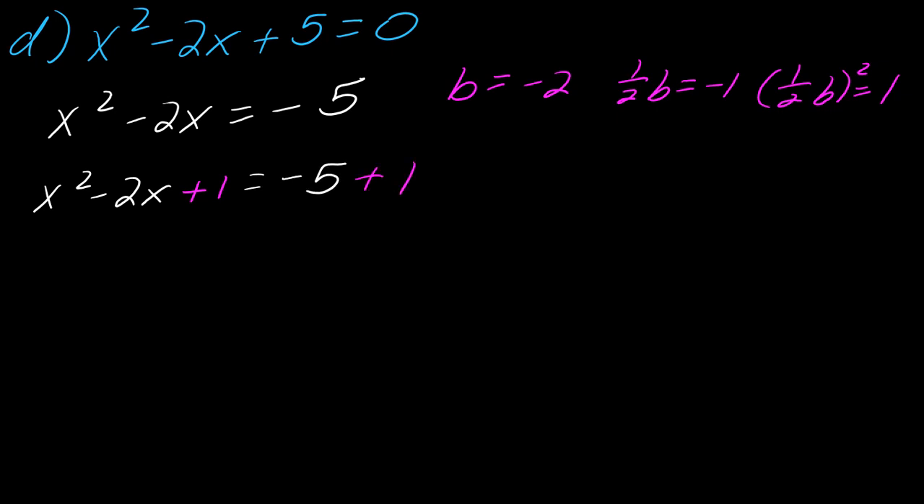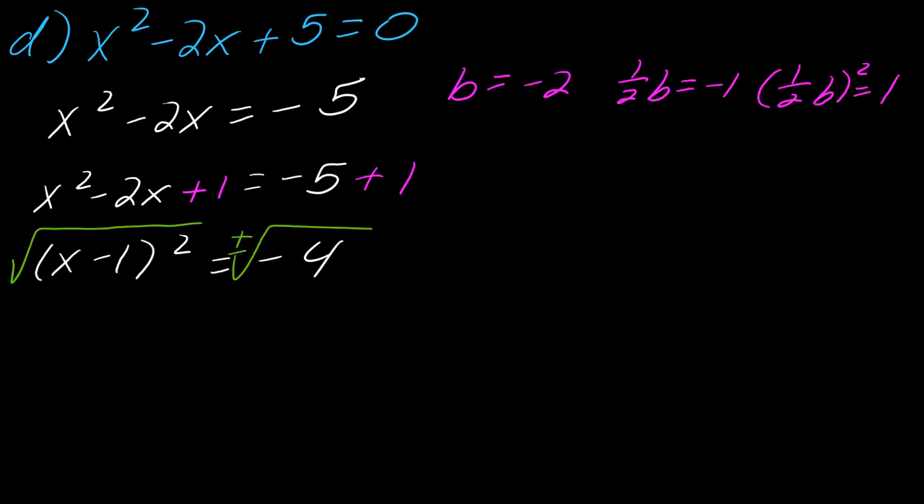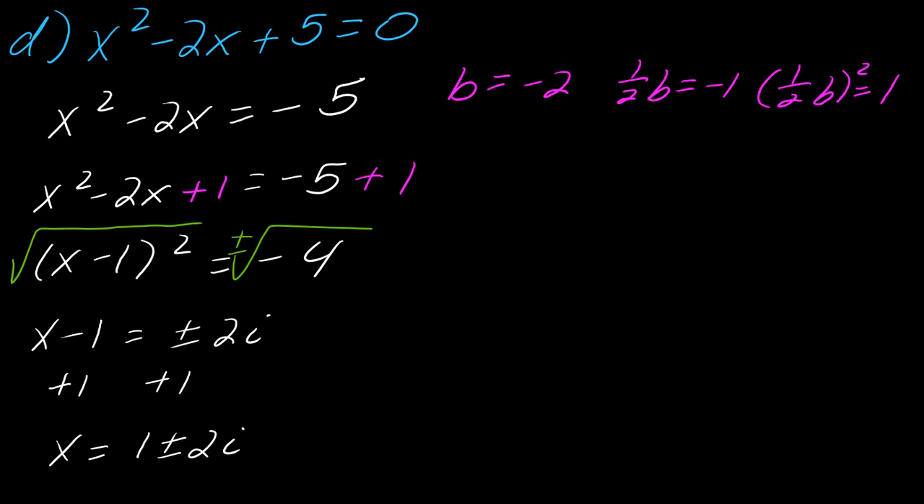And now I can factor the left side. So this will be x minus 1 squared equals -4. And then I can use the square root property to finish this off. So then I get x minus 1 equals plus or minus 2i. And then I'll add 1 to each side. So my final answer is x equals 1 plus or minus 2i.